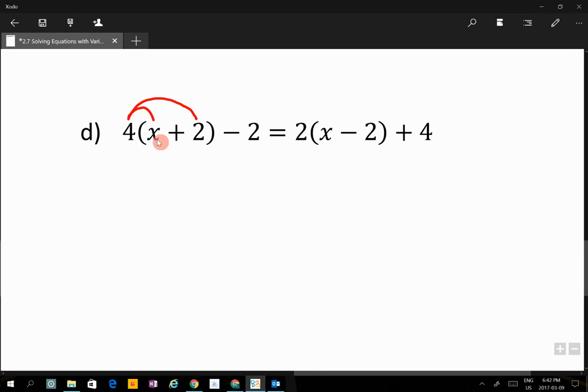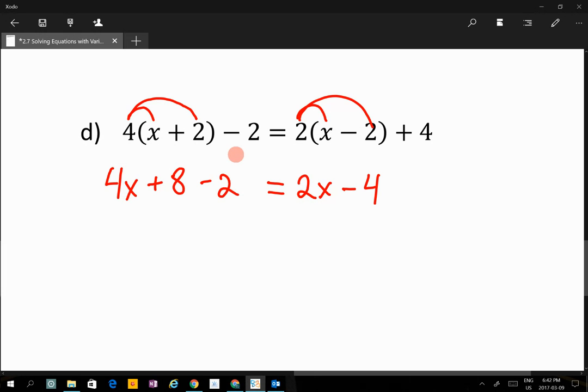Okay, so I have 4 times x, which is 4x. 4 times 2, which is 8, so plus 8. Outside I have the minus 2, equals. Here I have 2 times x, which is 2x. And then 2 times minus 2, which is minus 4. Then I have the plus 4 on the outside.